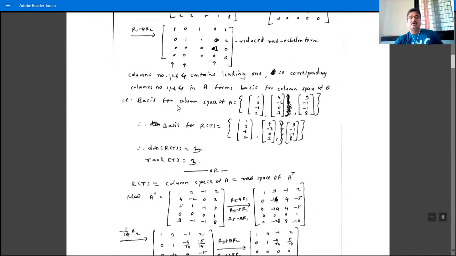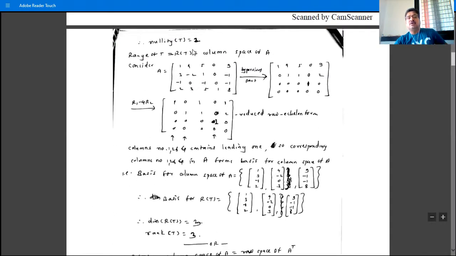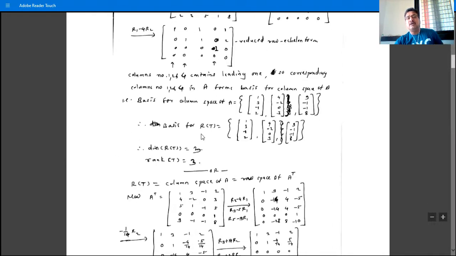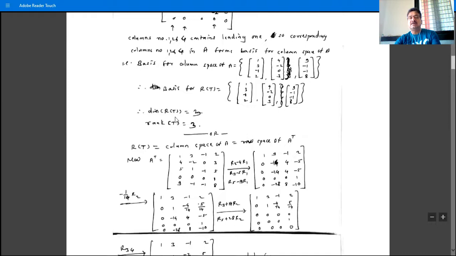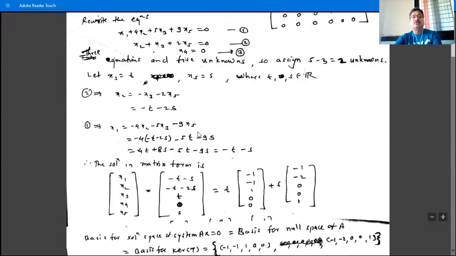And so again, the basis for the kernel of T. This is the basis for the column space of A, and because the column space of A and the range of T, that is R(T), are the same, the basis for R(T) is what? Write the same basis as the basis of R(T). This first element, second element, and the correction is here 0 0 0 1. This basis contains three vectors, and so the dimension of R(T) is 3, and therefore the rank of T is 3, because the dimension of R(T) is called the rank of T. So the rank of T is 3.